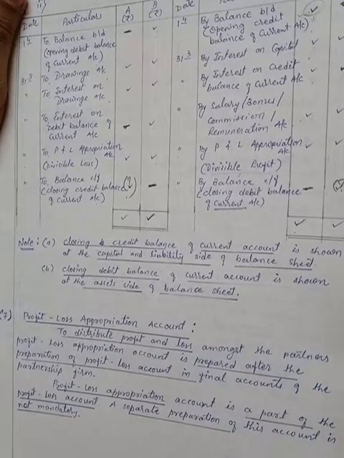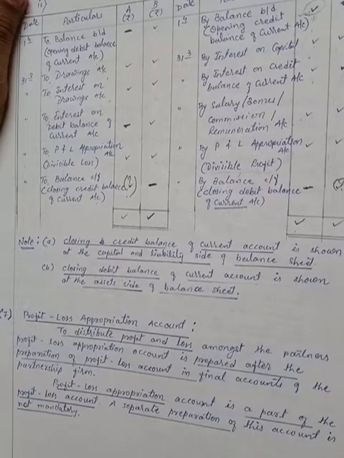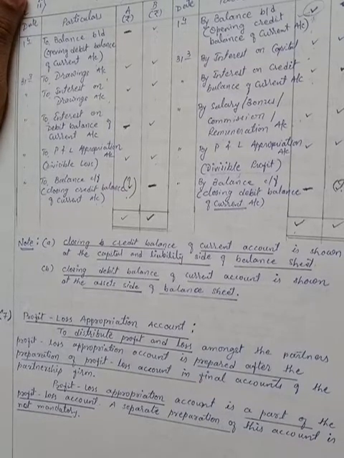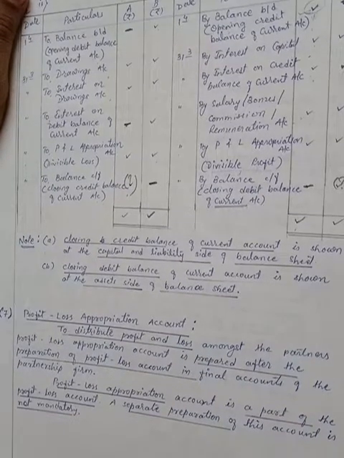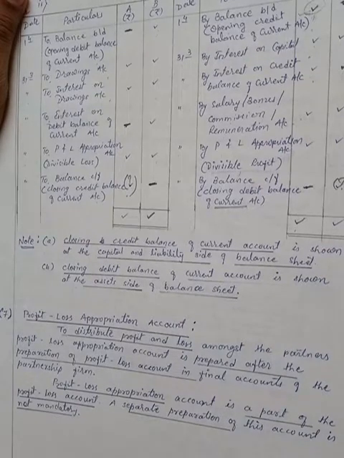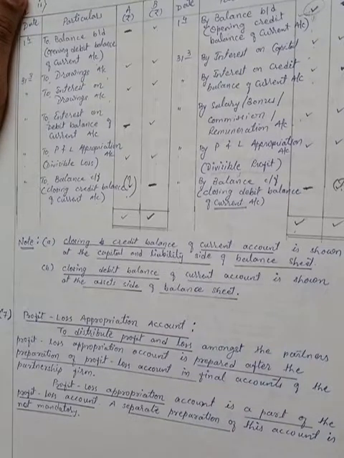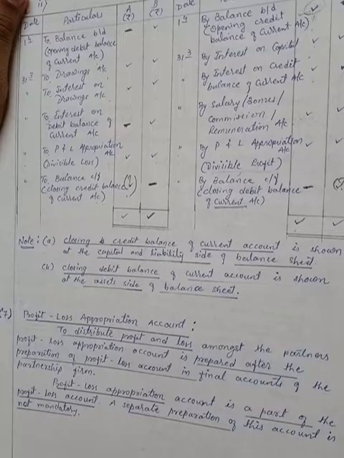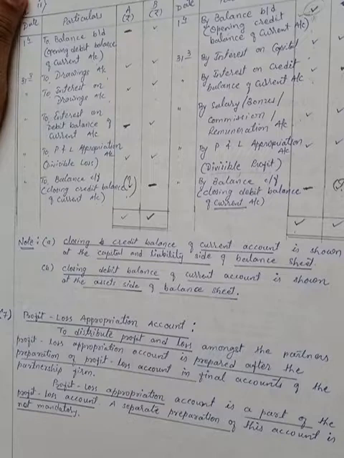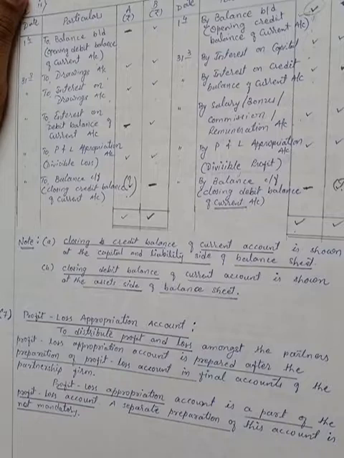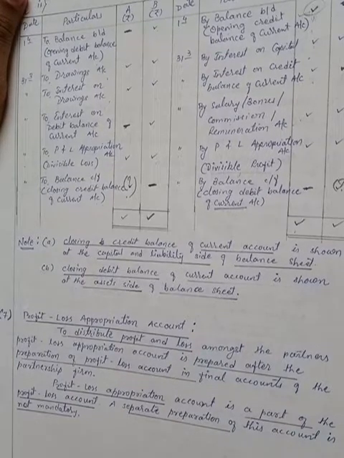If it is an expense for the firm, it should be recorded on the debit side of the appropriation account, and if it is an income for the firm, it should be recorded on the credit side, because this appropriation account is actually a part of profit and loss account. It is just like a profit and loss account, but any expense or income related to the partners' transactions should be recorded only over here. That is known as appropriation of profit, that is, distribution of profit.